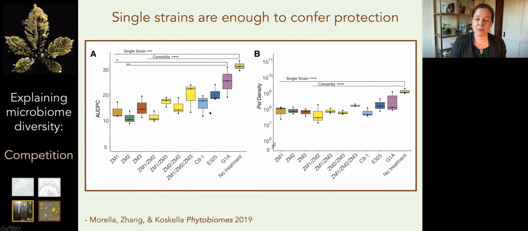That's in terms of disease progression, and then on the right we used droplet digital PCR to measure absolute abundance of the pathogen. And again, these single strains, as well as the consortia, were enough to really stop the pathogen from growing. This told us that there was a direct competitive effect. I won't show the data here, but Shirley also used heat-killed strains, inoculated them onto seeds, and could show that in that case there was also protection, although not as much as we observed with the live bacteria.